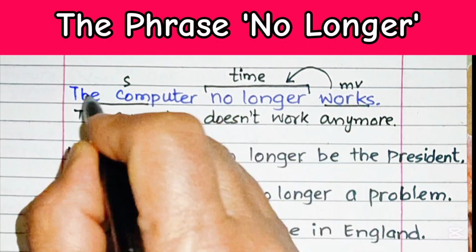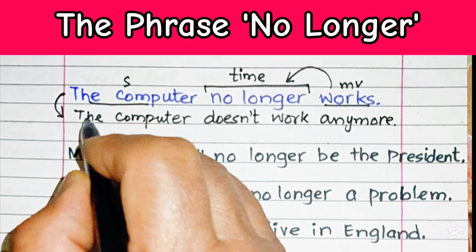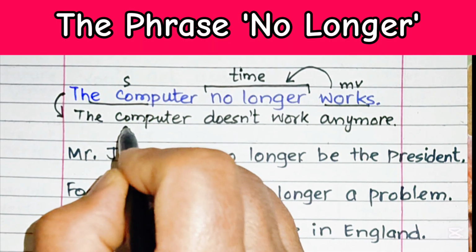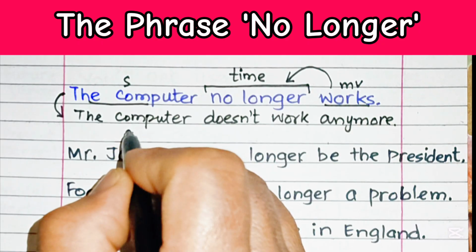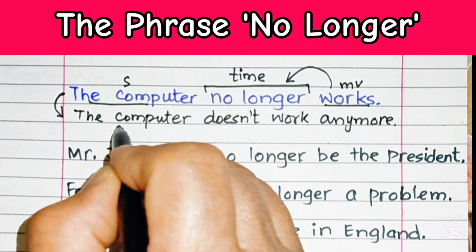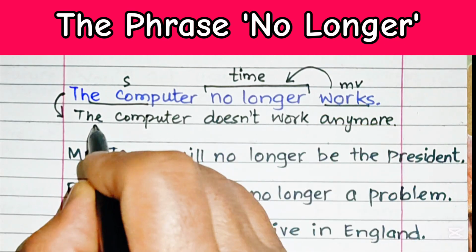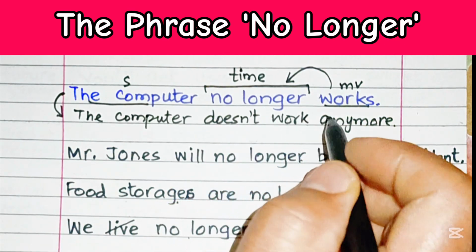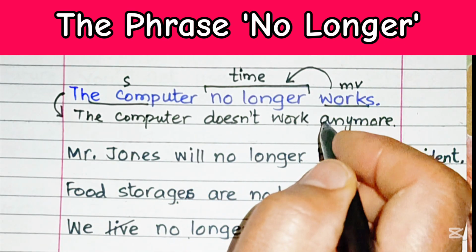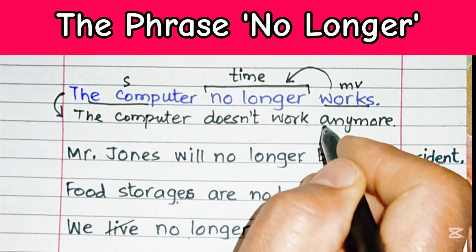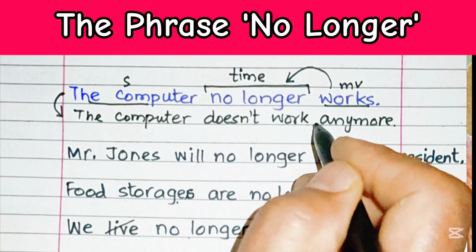So the computer doesn't work anymore, or it doesn't work, there is a problem with it, or it's an old computer, it no longer works. The computer no longer works, or the computer doesn't work anymore because it is an old computer. It has got a problem. It has stopped working.